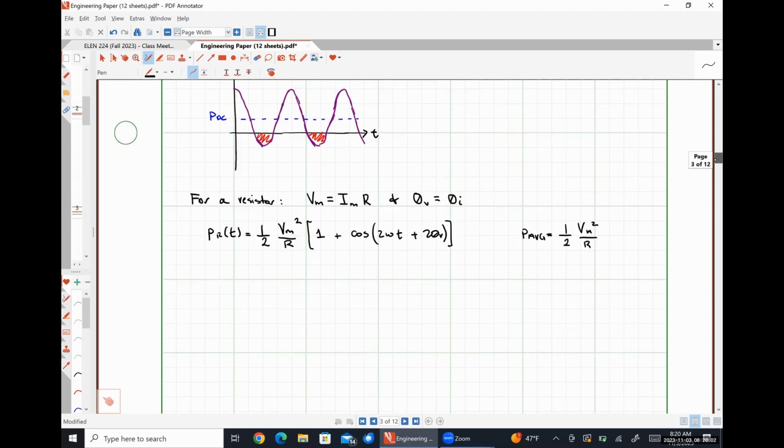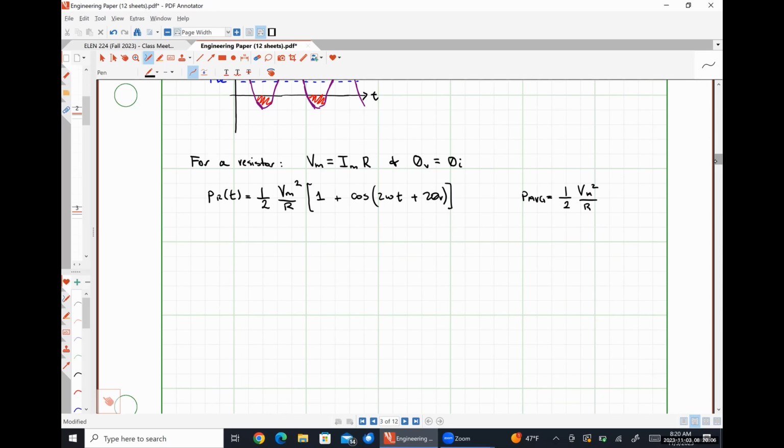Okay. And so we're going to do the exact same thing here, but now we're going to put everything in terms of the current. So we'll have our factor of 1/2. Vm is exactly equal to Im times R. Multiply that by Im, and we get Im squared R. Once again, this looks very similar to our DC relationship, except that we have this pesky factor of 1/2 to remember. Cosine of theta I minus theta I is still cosine of 0 or 1. Then we'll have plus cosine twice omega t plus twice theta I. And our average power in terms of only our current is then 1/2 Im squared times R.